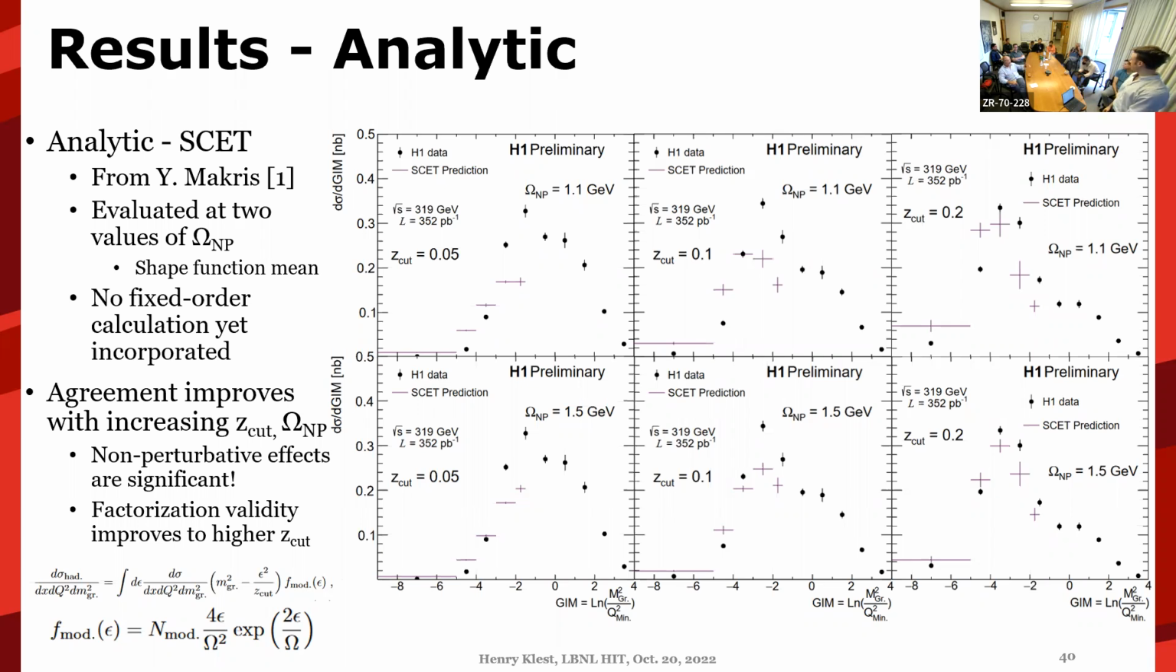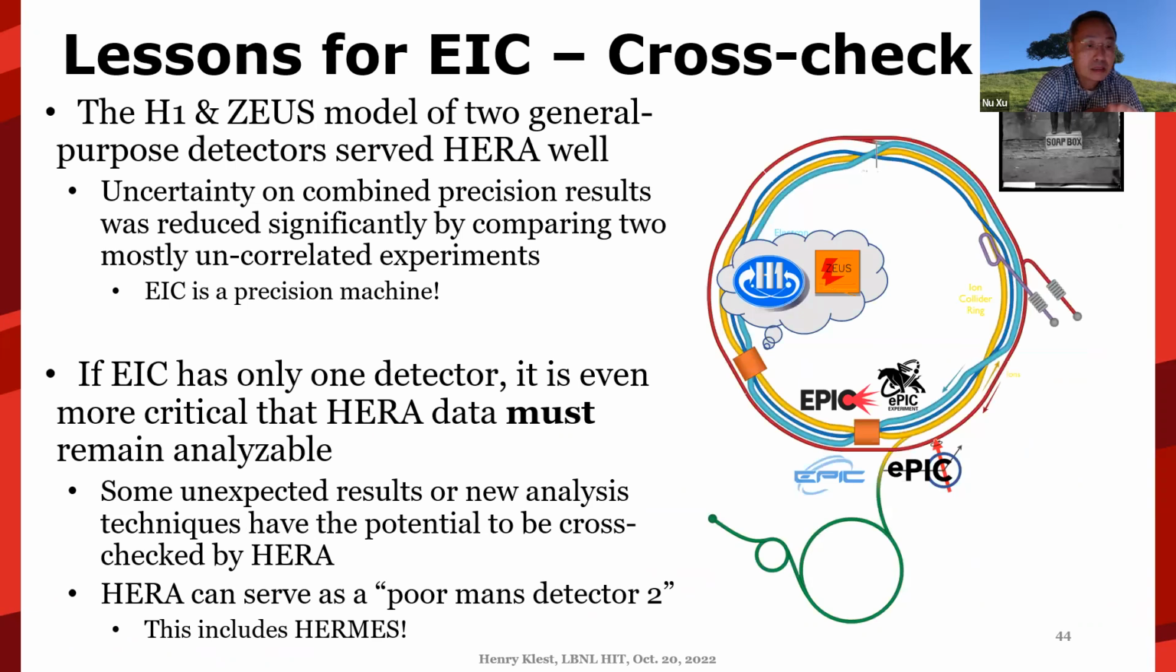Do you have a question? Yeah, Henry, could you go to the slide before your summary? I think there you mentioned HERA as a detector 2 at EIC. Yes. Can you elaborate? The center of mass energy is totally different, if I remember. Right. How can we serve as a detector 2? I think we really need a detector 2. I completely agree. I 100% completely agree.